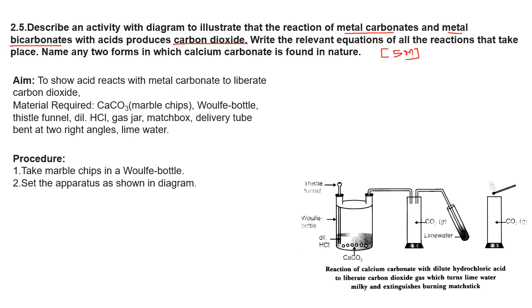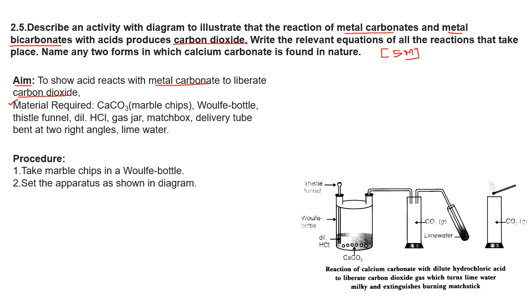And because you have to write an activity, you need to write in proper steps. You have to first start with the aim. Now the aim is to show that acids react with metal carbonate and liberate carbon dioxide. These are the materials that you have to mention over here. Now the procedure is you have to take marble chips in a Wolf bottle and set the apparatus as shown in the diagram.